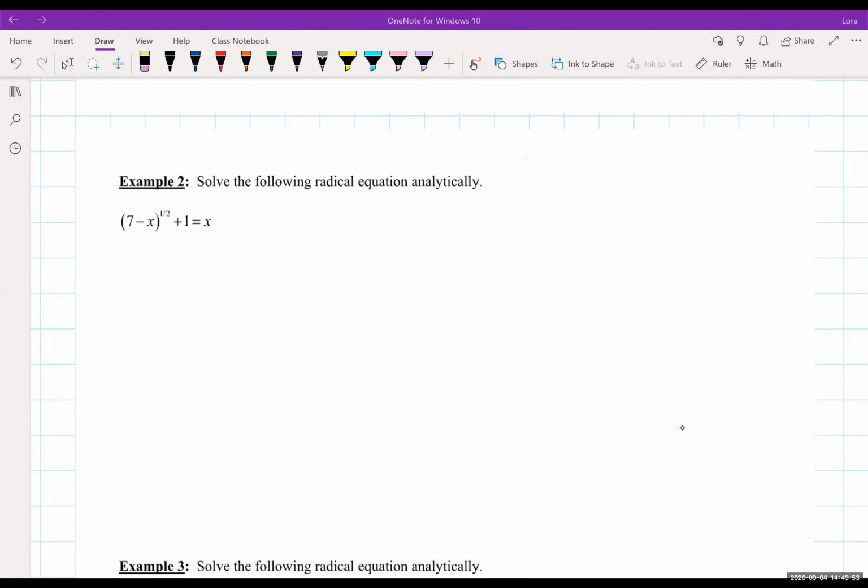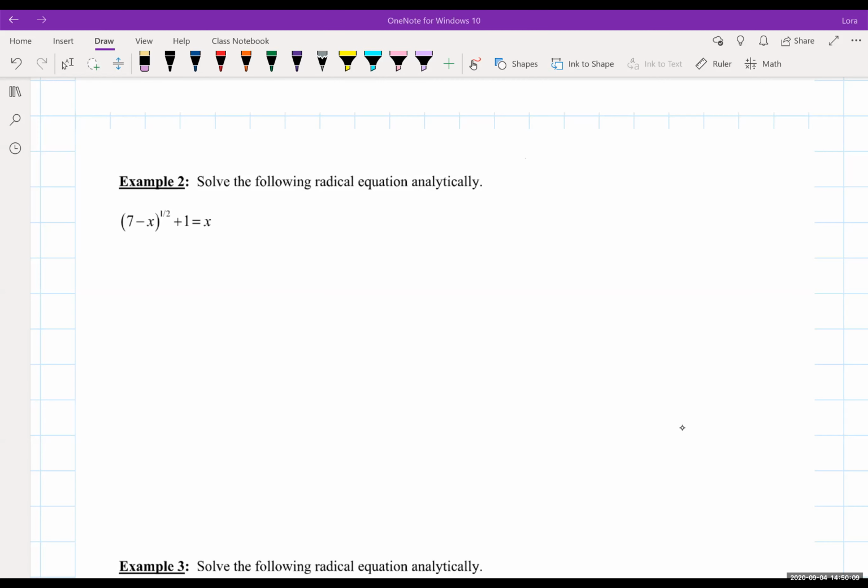I'd like to take a moment to review some analytical techniques on solving radical equations. Very useful in the sense that we don't always have this opportunity, so I thought this would be a good time to talk about it.